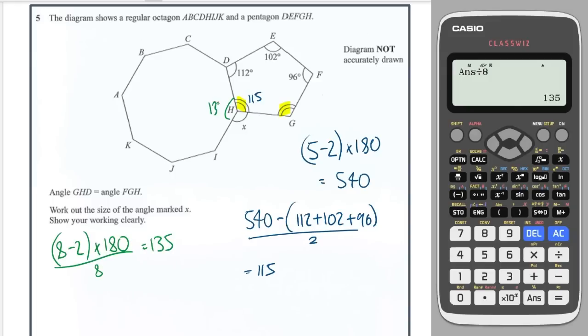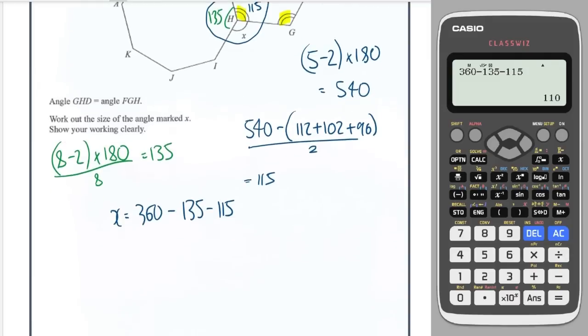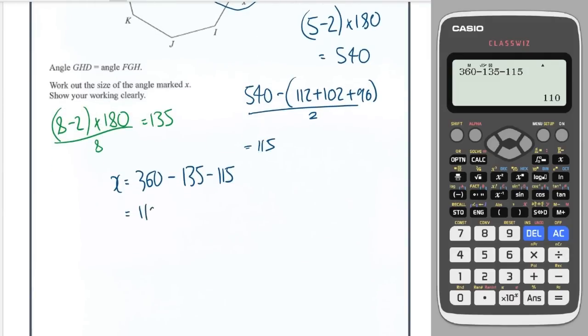So that's 135. So finally x is 360, because around this point we have 360, then we have minus 135 minus 115. So 360 minus 135 minus 115, and we get 110. Perfect.